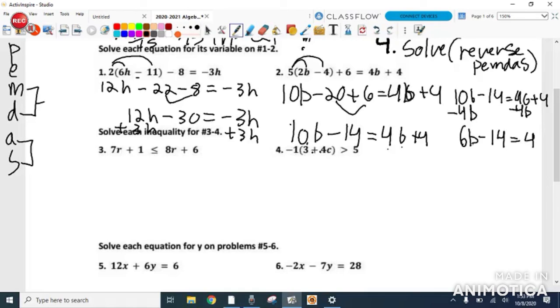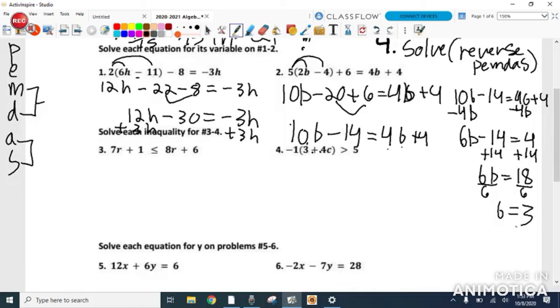All right, so now I need to get the b by itself. I need to get rid of this 14. I'm going to add 14 to both sides. That will give me 6b equals 18. Divide by 6 on both sides, b equals 3. Okay? I know it's a lot, but you guys have practiced that a few times.